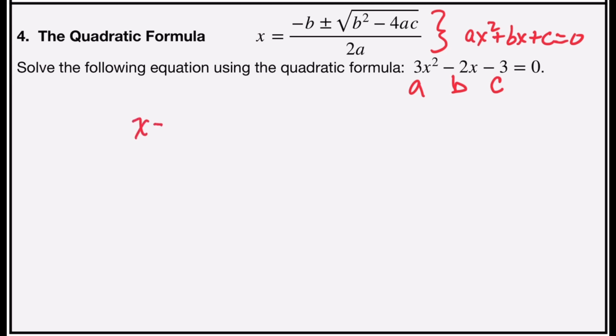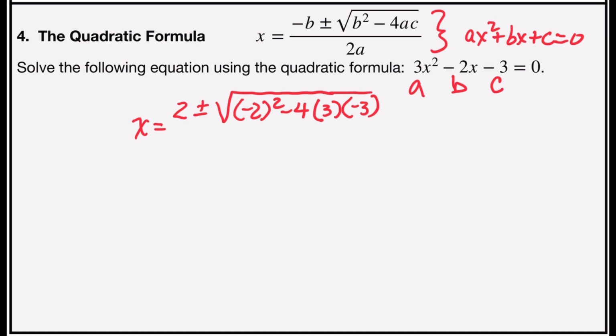So x is equal to the opposite of b. The opposite of negative 2 is positive 2 plus or minus the square root. B squared would be negative 2 squared minus 4 times a is equal to 3 and c is equal to negative 3. All over 2 times a, and 2 times a is equal to 3.